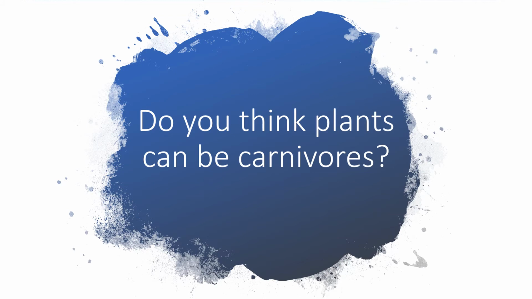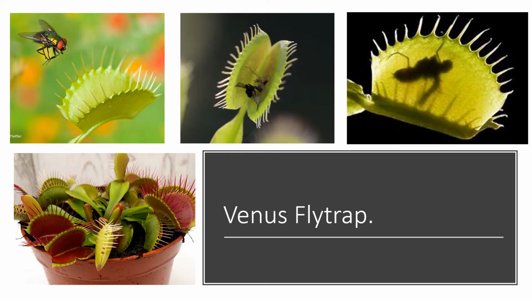Do you think plants can be carnivores? Do plants eat meat or other animals? The answer is yes. There is a plant called the Venus flytrap. It catches flies within its spines, closes shut and digests the fly.